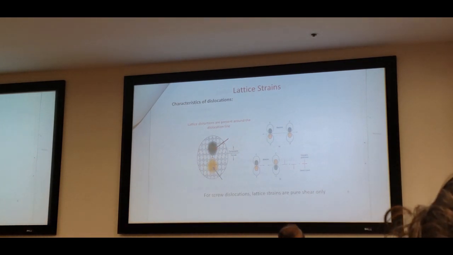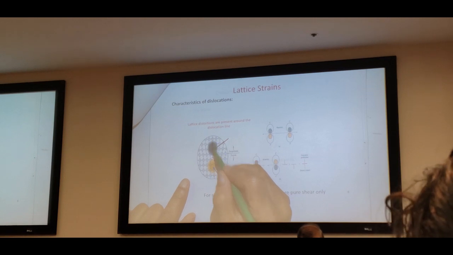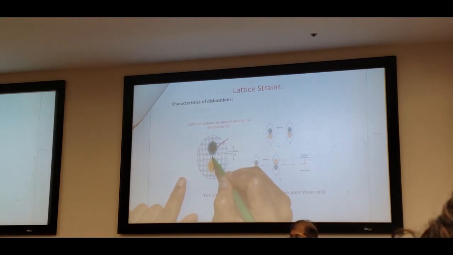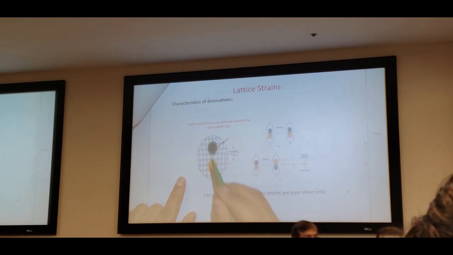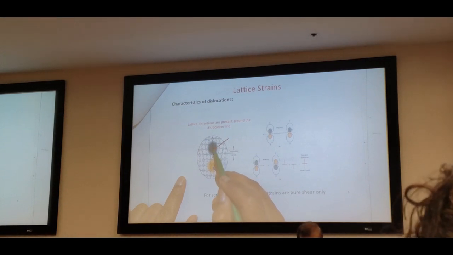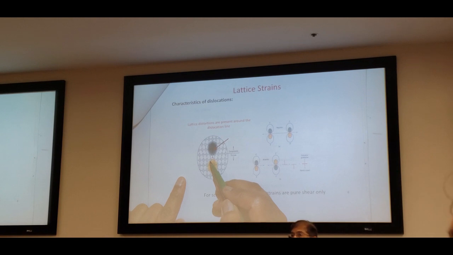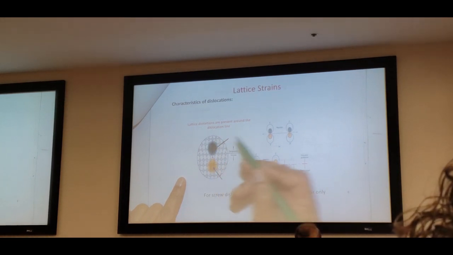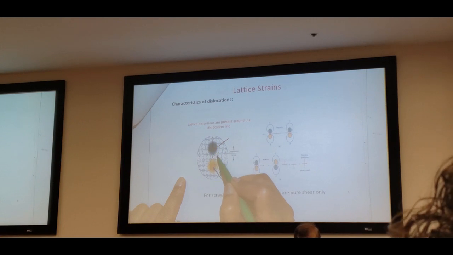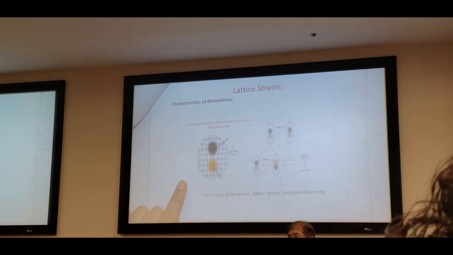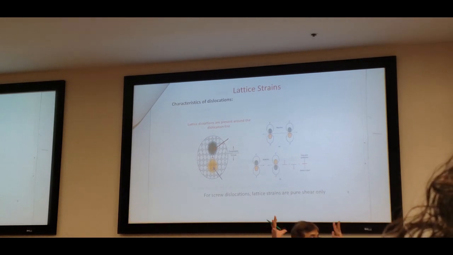Consider this one. What is this one? Edge dislocation. This is an edge dislocation, which means that there is an additional half plane or an incomplete plane present in your sample. And you can see that here, the atoms are squeezed together because of the presence of that half plane. Okay? All the atoms are squeezed together.